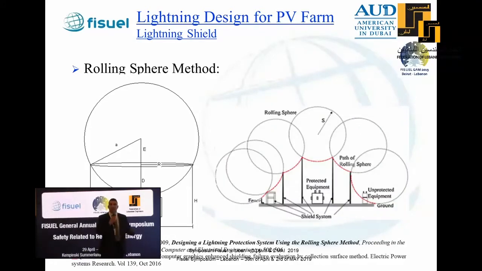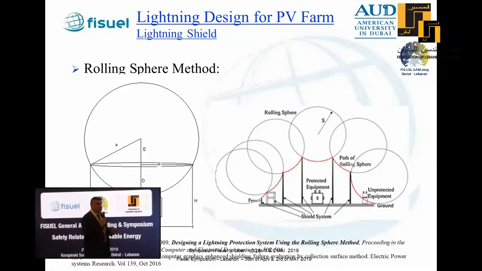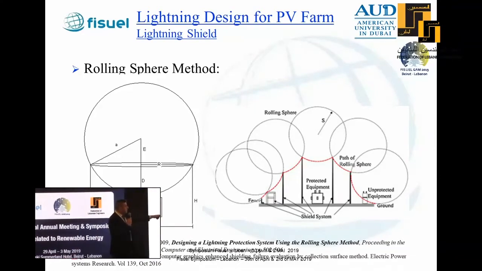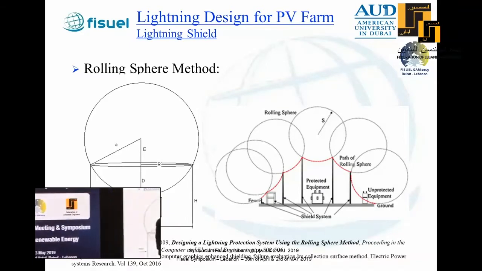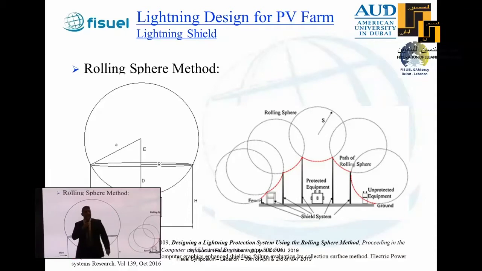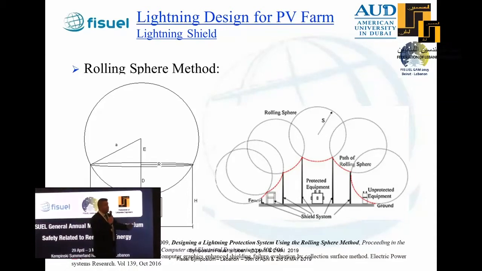Now, what's a rolling sphere lighting shield? The idea behind the design is to establish a structure such that if you have a lightning strike with a strike distance of S, which forms a sphere of radius S, if you roll the sphere, the protected items will not be touched, will not be exposed to a lightning sphere. As you can see from this figure, you will have this equipment on your right hand side. It's not protected because it has a probability, a percentage, of intercepting a lightning.